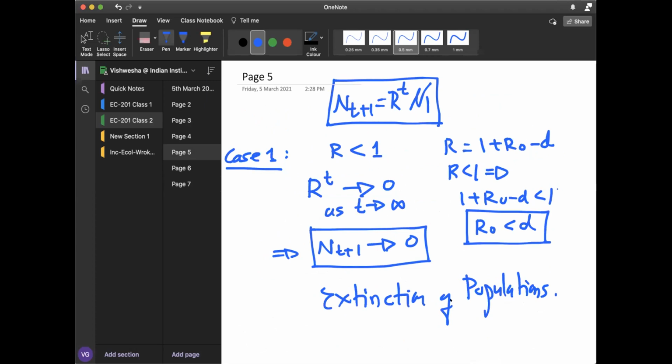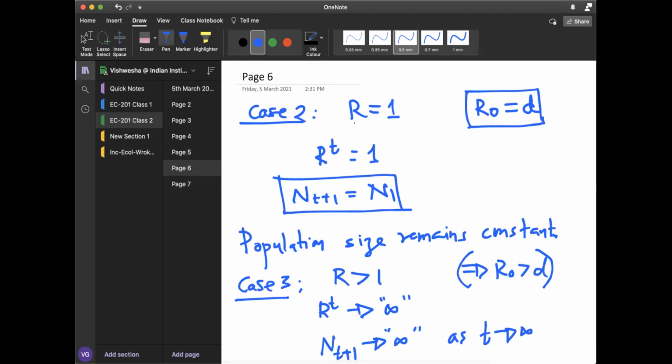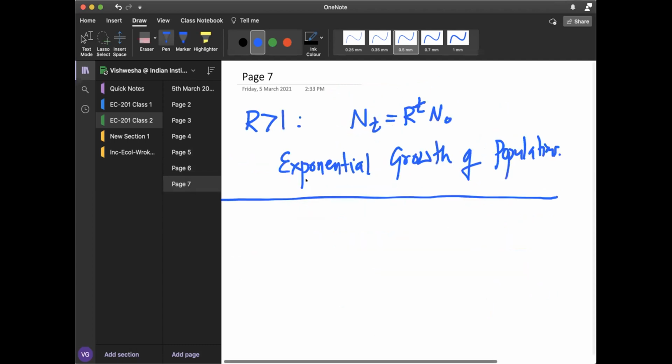Yes, we do observe extinction of populations whenever the reproduction rate doesn't compensate the death rates, and in fact populations where R0 is less than D are often called endangered species. We also considered the case R equal to 1, where births and deaths are equal, and therefore the population doesn't change at all over time. And the third case, when R is greater than 1, implies that this will lead to an exponential growth of populations.